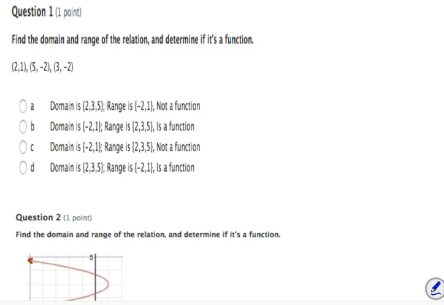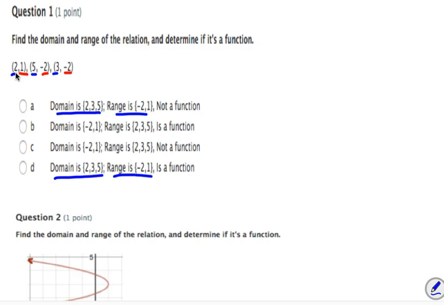Question 1, find domain and range, determine its function. Domain are the x's, so I got 2, 5, and 3, and then I would put them in order, 2, 3, 5. So far it's either this one or that one. The range are the y's, and the y's in this case are 1 and -2. That matches up with both of these here, so it's still either that one or that one.